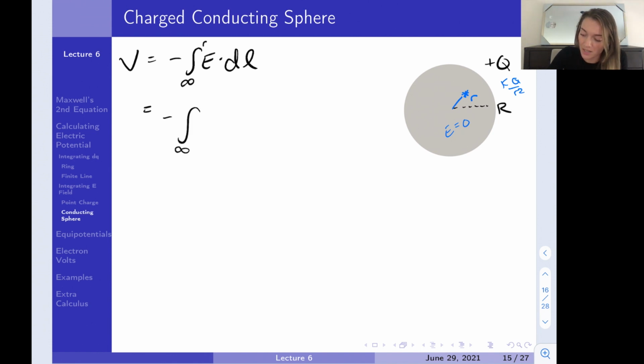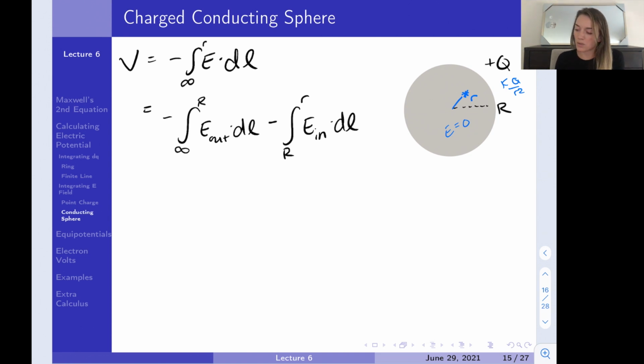I integrate from infinity to the radius of the conducting shell, capital R, and that's my outer electric field, which we just did, where it's the electric field of a point charge. And then I have to integrate over my electric field that's inside the sphere from capital R to little r. And then I have my other electric field in here. So when you are integrating over a region where you have 2 different electric fields, you have to make it into 2 different integrals, one over the outer electric field and the other the inner electric field. And then that way you'll find what that V, what that constant is.